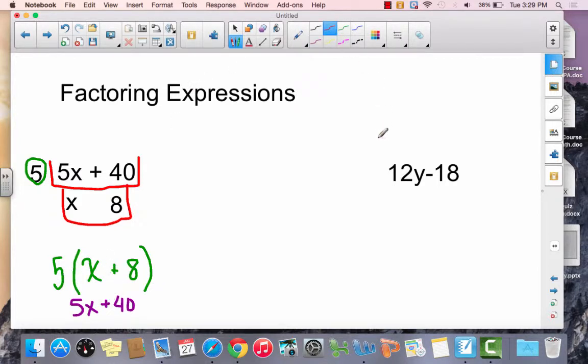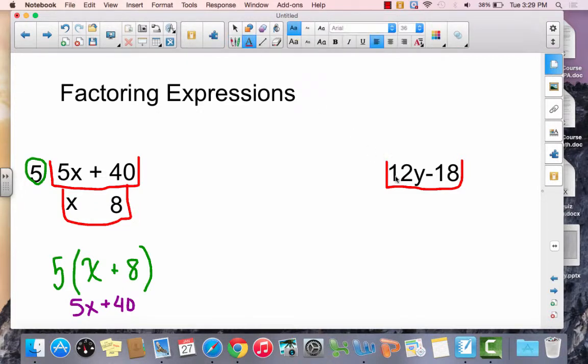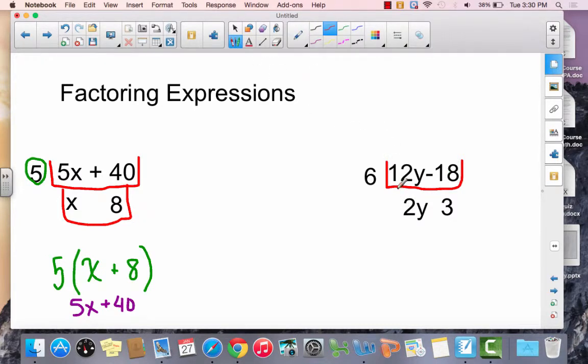Let's try another one. 12y minus 18. I'll draw my cake. I know that a common factor of 12y and 18 would be 6. 12y divided by 6 gives me 2y. 18 divided by 6 gives me 3. I'm going to add another layer to the cake. Now a 2y and a 3 do not have anything in common.